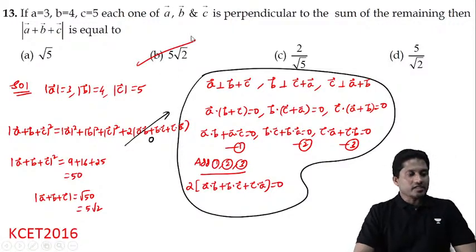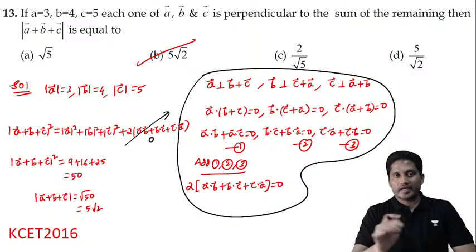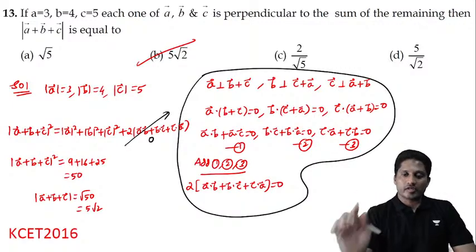You can directly write, guys, whenever each vector is perpendicular to the sum of the other two, then A dot B, B dot C, C dot A is 0. Directly find the sum of squares of the moduli, the scalars given, take a root. That is your answer. Let's move to the next question.